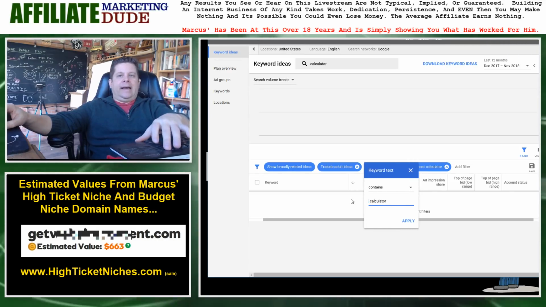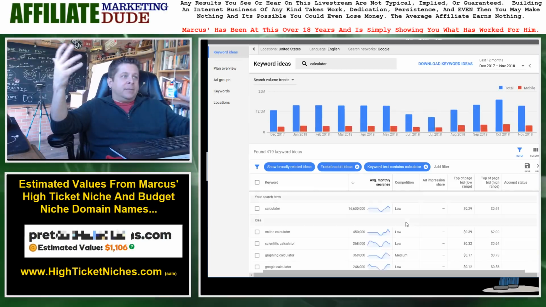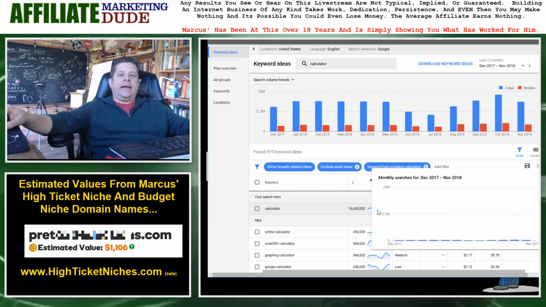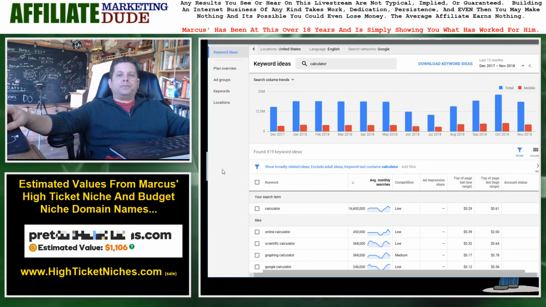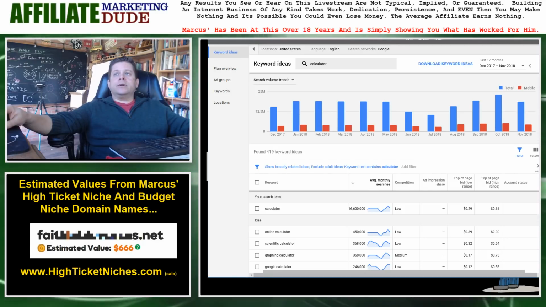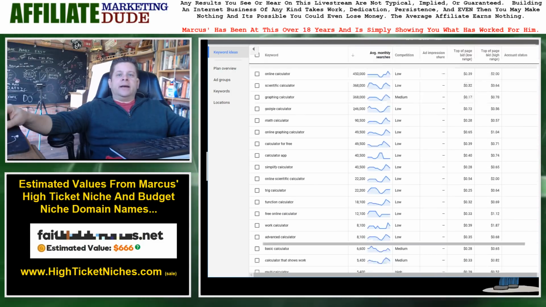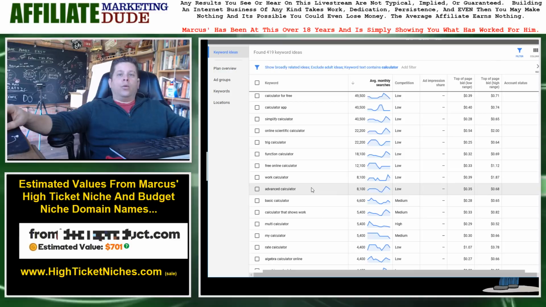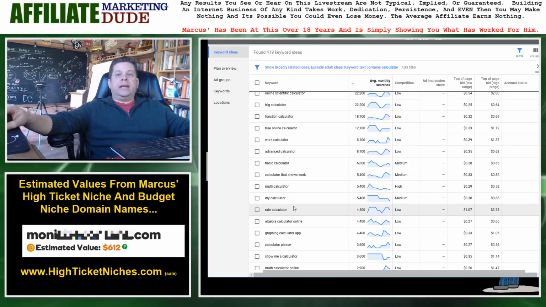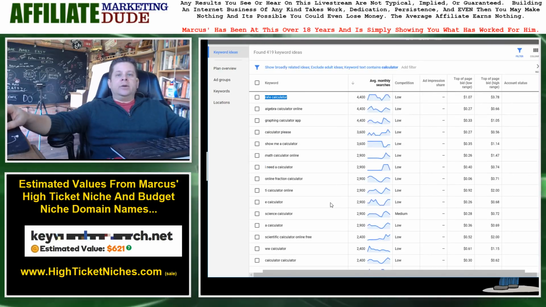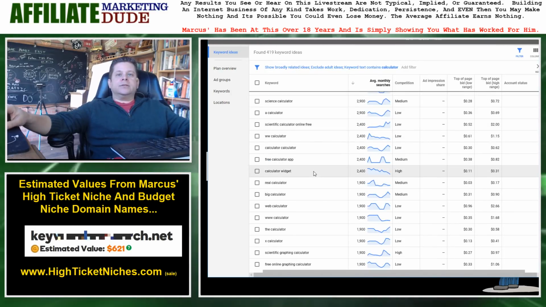So like if they're looking up a math calculator, I want to eventually get them into like the homework toolbar or something like that. If they're looking up, let's see if we can get this to scroll, something like a function calculator or work calculator, or let's see, yeah, calculator shows work. That would be good for toolbars. Rate calculator. Okay, that's probably something looking for like interest rate or something like that. You can look up, let's see what else.